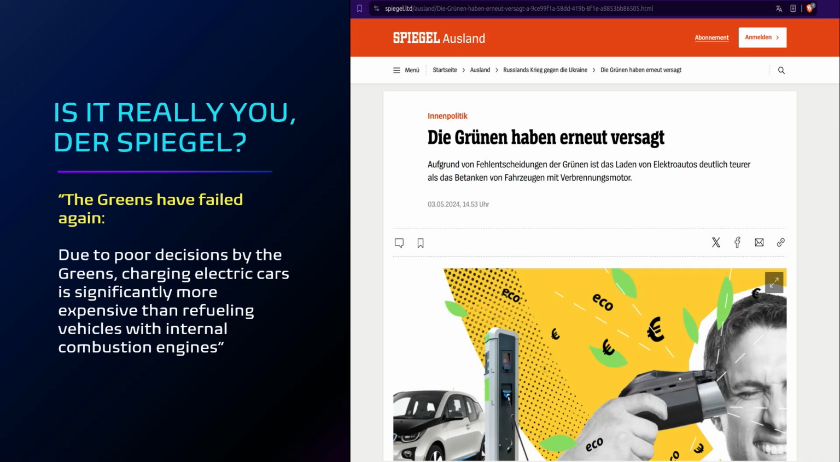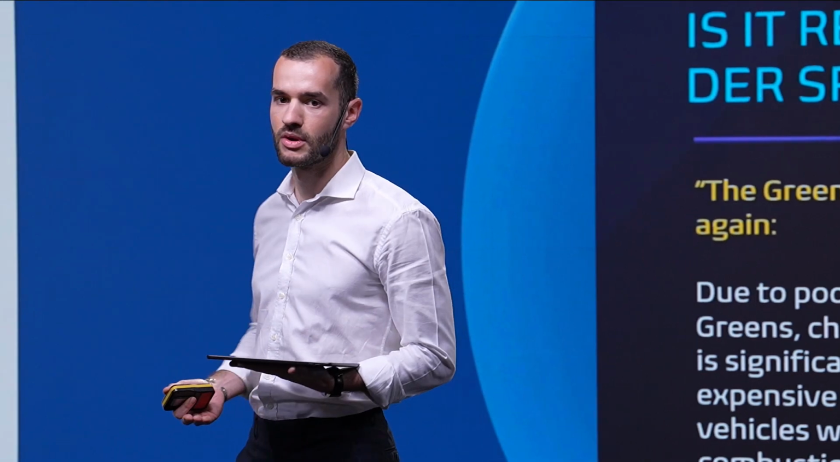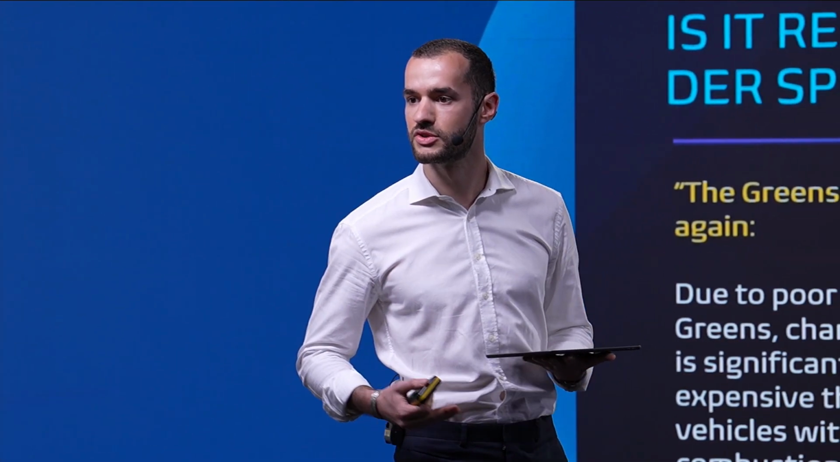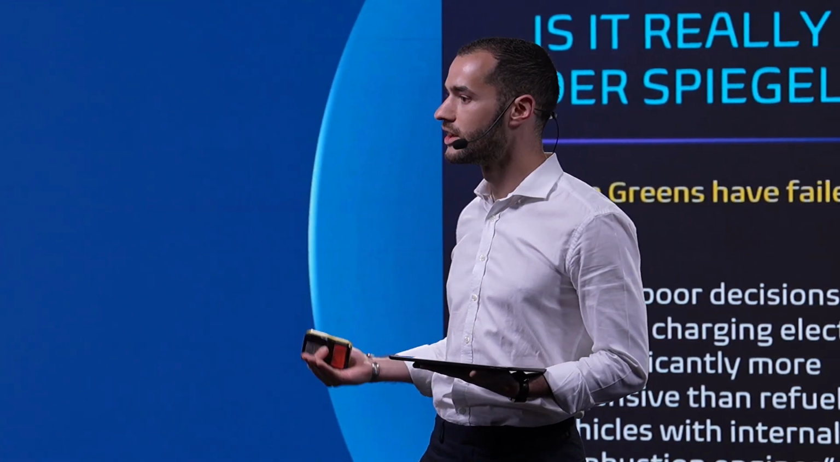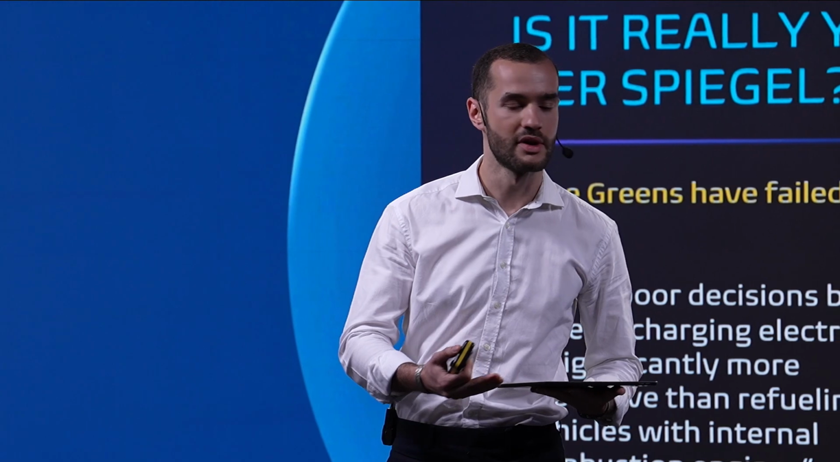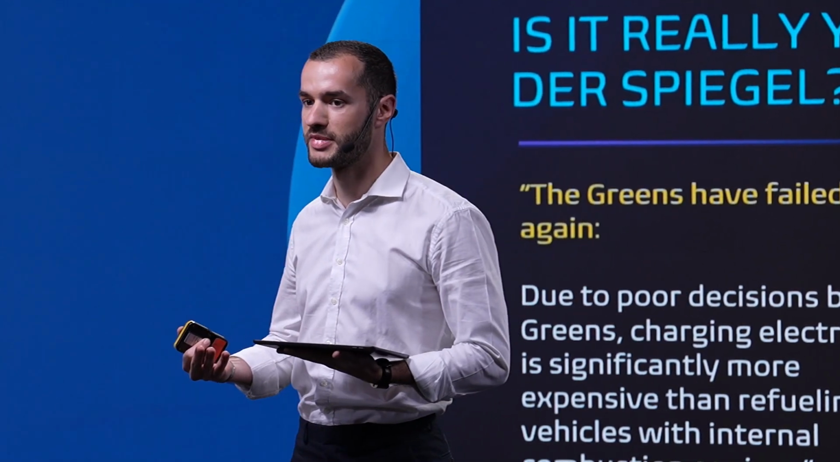So now the article from Der Spiegel. It says the Greens have failed again due to poor decisions by the Greens. Charging electric cars is significantly more expensive than refueling vehicles with internal combustion engines. Well, at this stage, there is nothing at all to say that we're in front of fake news, or even more that we're in front of a disinformation campaign. But if we look from the beginning of this investigation, we've been in front of several inauthentic behaviors, from inauthentic accounts to images generated by AI. So how can we be sure that we're in front of the real Der Spiegel?